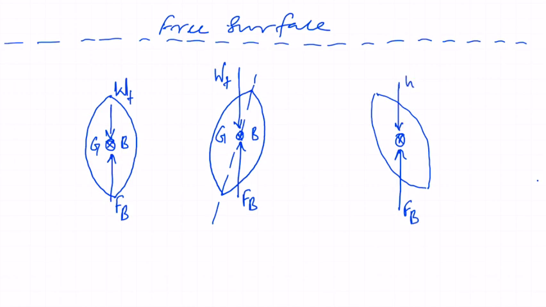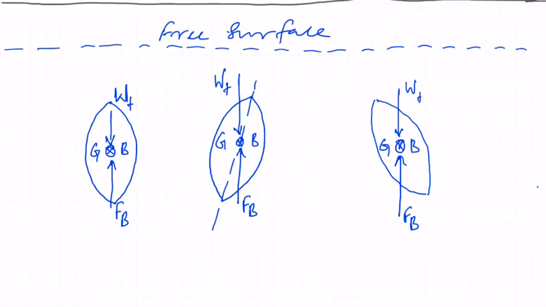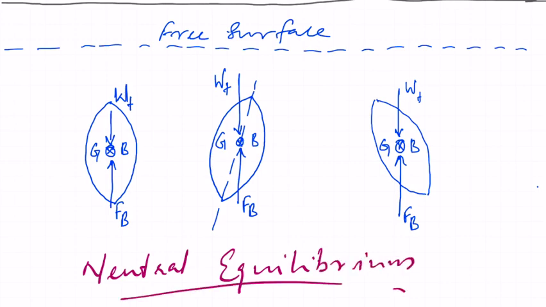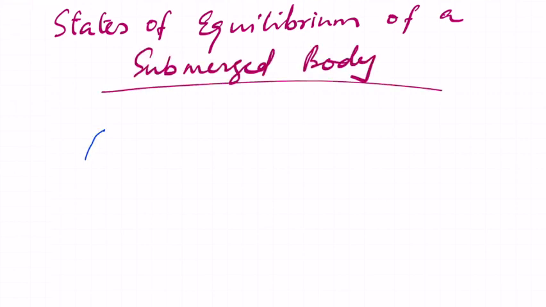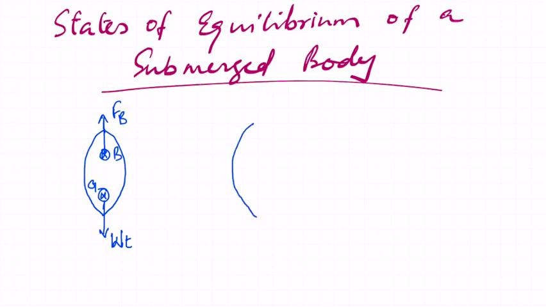The forces will cancel each other and no moment will be created, and therefore this equilibrium is called a neutral equilibrium, where force of buoyancy and center of gravity act at the same point. So we have considered three cases where the center of buoyancy in the first case was above the center of gravity, and in the second case was below the center of gravity, and in the third case was right on the center of gravity, and we have named them accordingly. The first case was a stable equilibrium, and the second was an unstable equilibrium, and the third was a neutral equilibrium.